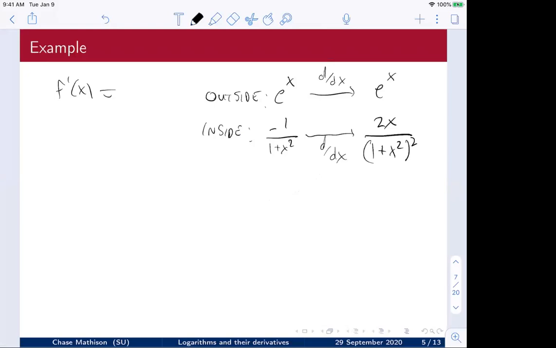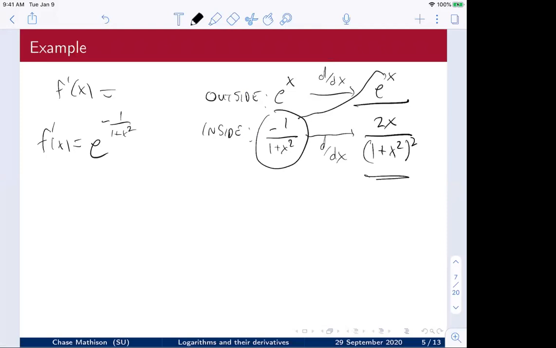Okay, and so from there, f prime of x is equal to, well, I take the derivative of the outside and I evaluate it at the inside. So e to the negative 1 over 1 plus x squared. And then I multiply that by the derivative of the inside. So times 2x over 1 plus x squared, squared.